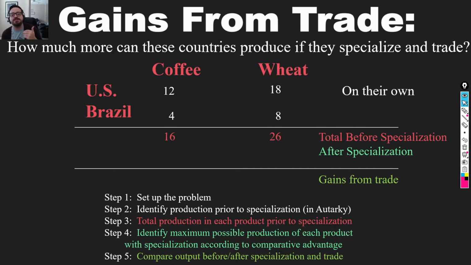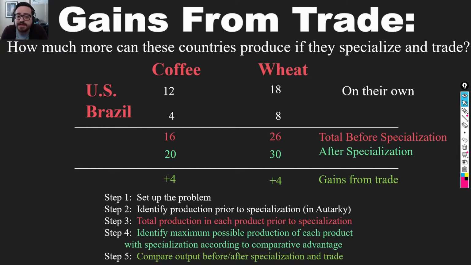If Brazil just made coffee, how much coffee can Brazil make? 20. That's their max. And if the United States just makes wheat, how much wheat can the U.S. produce? 30. So they're getting 20 units of coffee from Brazil and 30 units of wheat from the United States. Look at that already. What's better? Them doing things on their own or them working together and making what they have a comparative advantage in? It sure looks to me that if they were to specialize, they get 4 more coffee between the two of them and 4 more wheat.